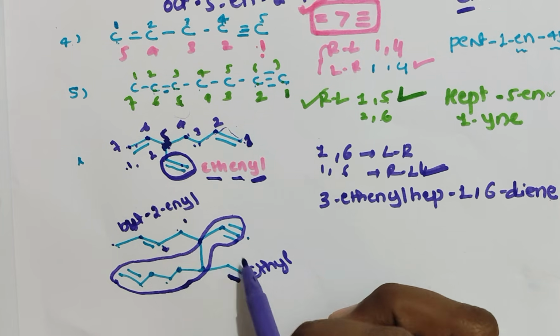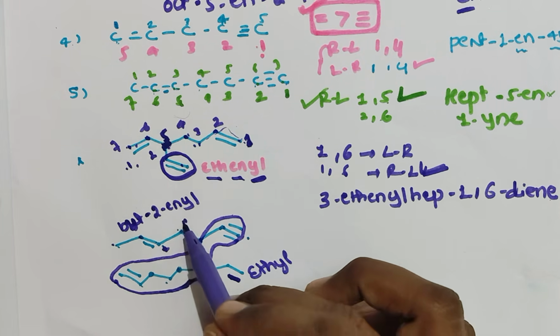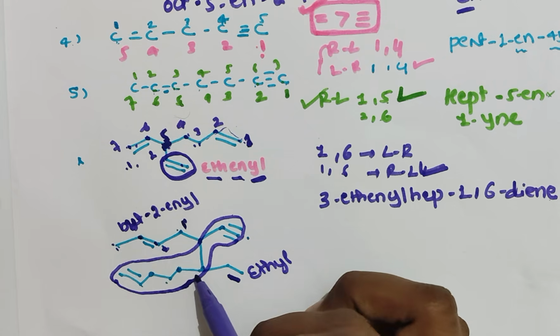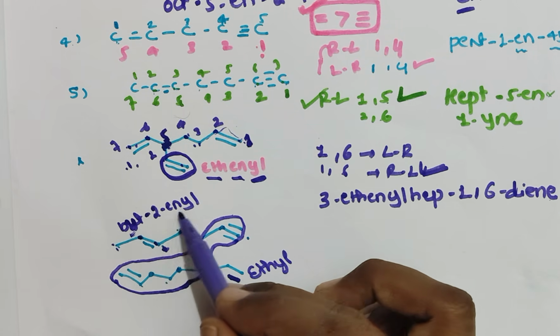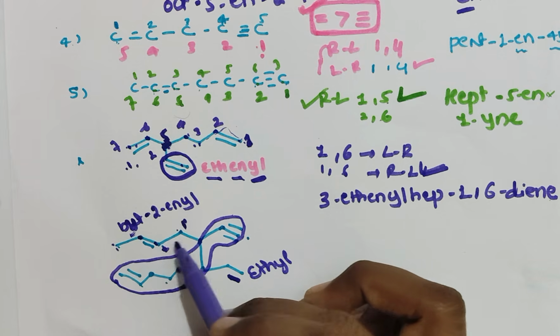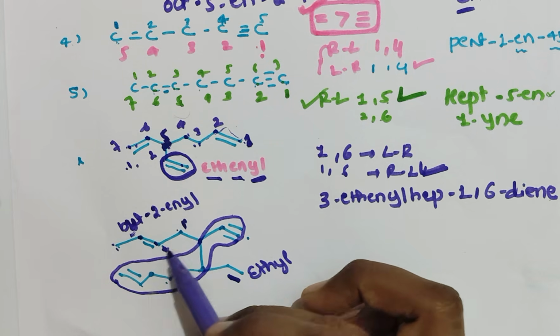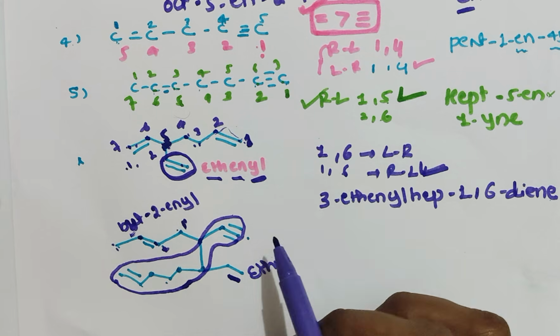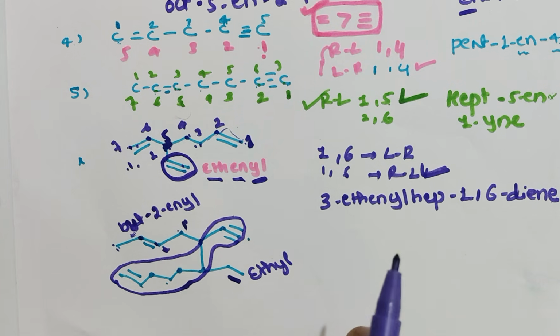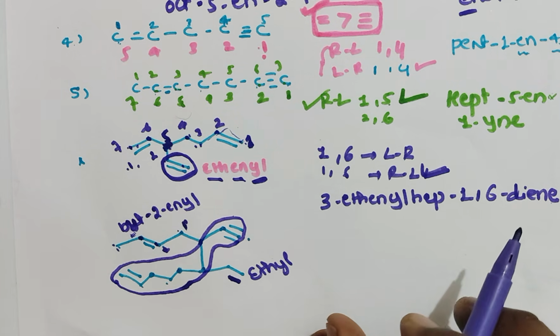Listen carefully, what is remaining? Here 2 carbon atoms are there, and here 1, 2, 3, 4. So the nomenclature of this one becomes what? But-2-enyl. This is a complex substituent. Therefore we have to write this complex substituent in brackets. If there is a big substituent, it is written in brackets.